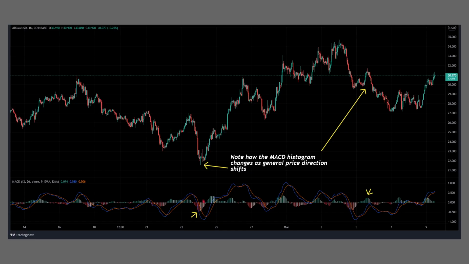It shifts color. It turns into a lighter pink, then turns to white, and then eventually reverses, passing over that 0 line and turning green. We also see a shift in the MACD and the signal line, where we start to see this crossover. The MACD crosses over the signal line, indicating above it, I should say, that prices are trending upwards. And we see the same thing over here as well. There are a lot of different examples of this happening. The main idea is to note how this fluctuates as general price direction shifts.